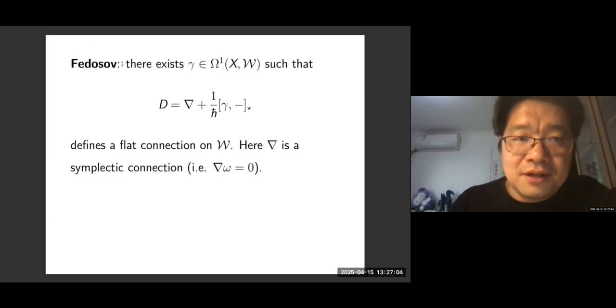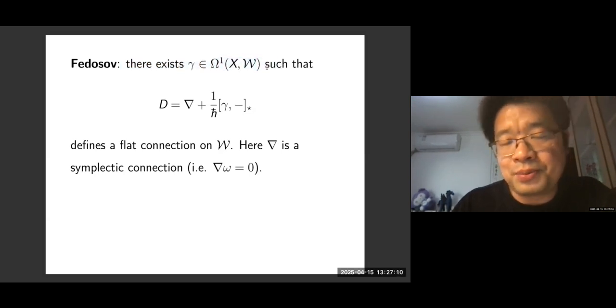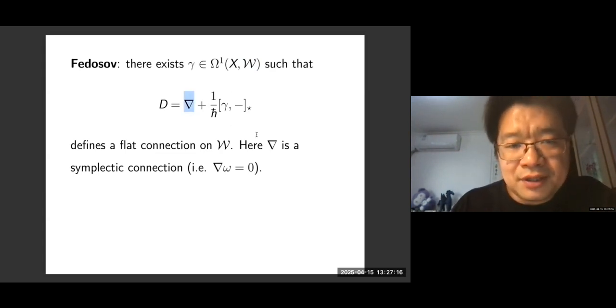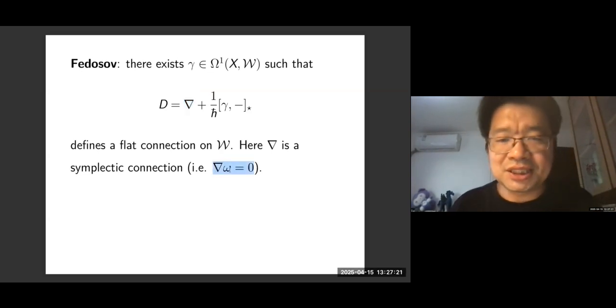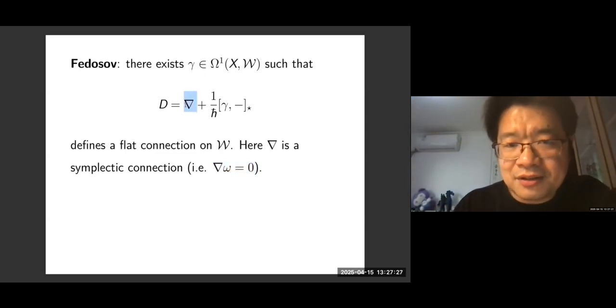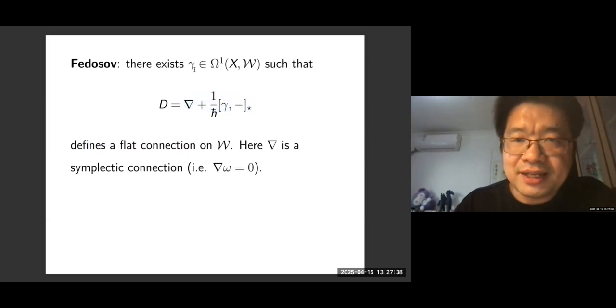Roughly speaking, he can find some kind of one-form valued in this algebra, playing the role of a connection one-form, such that you start with any symplectic connection. So there's a connection which is compatible with the symplectic form. This kind of thing always exists. Let's start from here, but this is never flat. You can correct any symplectic connection to be a flat connection on a Weyl bundle by solving some curvature equation, by finding this gamma. So this always exists. This is also called the Abelian connection.